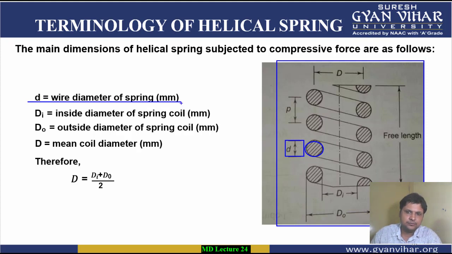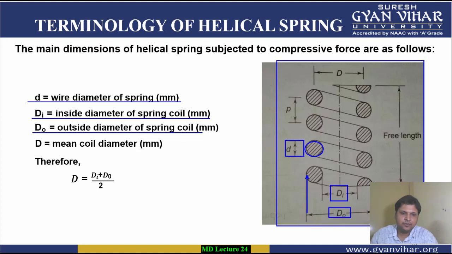Then, when the wire has been used to make the spring, its inside diameter, its inner diameter, we write as Di. Di is the inside diameter of the spring coil. Then the outer diameter means the distance from one extreme end to the other extreme end. This is your outside diameter of a spring coil.